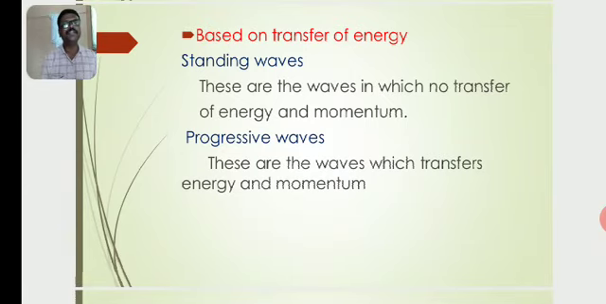Based on transfer of energy, waves can be classified into two types: standing waves and progressive waves. Then what are standing waves? What are progressive waves? Standing waves are the waves in which there is no transfer of energy and momentum. They are called stationary waves. Then progressive waves are the waves which transfer energy and momentum from one place to another place. So progressive waves and standing waves are the two types of waves based on the transfer of energy.